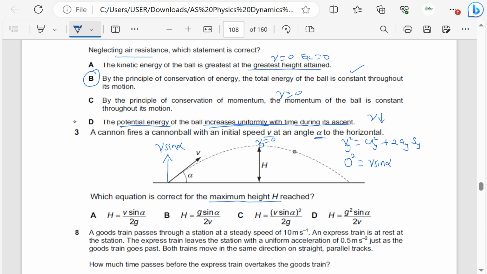Because it is moving against gravity, acceleration is negative, so this will become minus 2 times g times the highest point h. So if I make h the subject, remember this is squared, h is going to be v sine alpha squared divided by 2g, which makes the answer to be C.